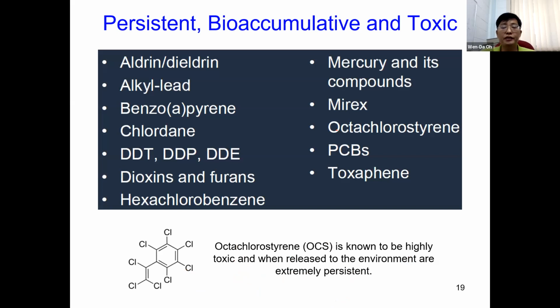So some chemicals belonging to this class of persistent, bioaccumulative, and toxic include aldrin, alkyl lead, DDT, dioxin, hexachlorobenzene, all these chemicals. One example would be octachlorostyrene, right? This chemical contains a lot of chlorine. You can look at the structure. You have a lot of chlorine, and usually compounds that have a lot of chlorine are generally hydrophobic, right?